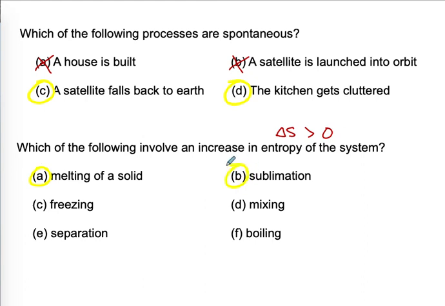What about freezing? No, that's going from a liquid to a solid. That's actually decreasing the entropy. Mixing? Sure. Randomize the particles. That's a positive delta S. Separation? No, I don't think so, because we're going from more randomness to more order. Boiling, going from liquid to gas. Yes, certainly that involves an increase in the entropy.